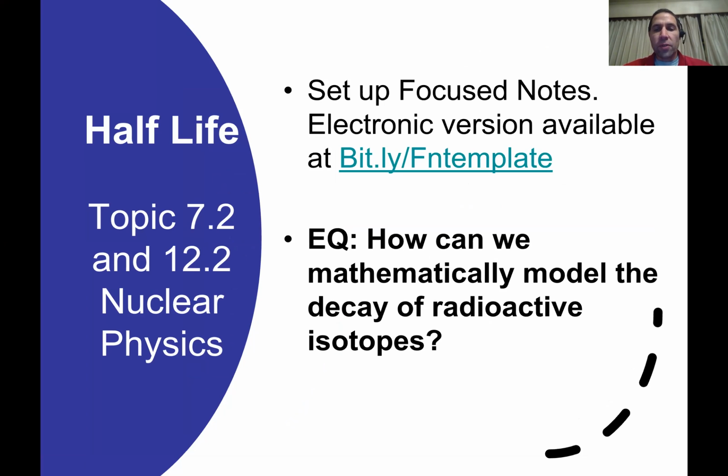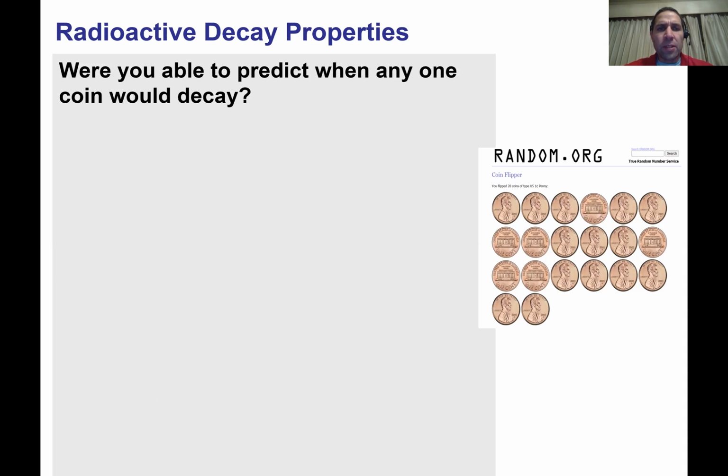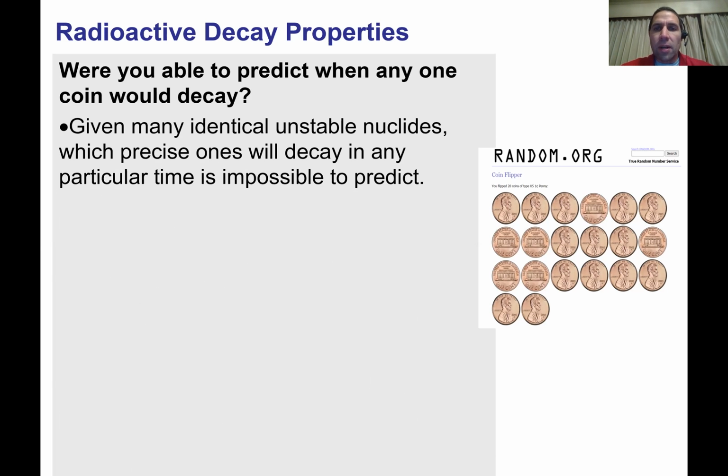And the essential question for today is, how can we mathematically model the decay of radioactive isotopes? So if you recall back to the radioactive decay activity you did, either the M&Ms in class or the coin flipping virtually, a key question you want to ask yourself is, were you able to predict when any one coin or M&M would decay? And if you think about it, the short answer to that question is no.